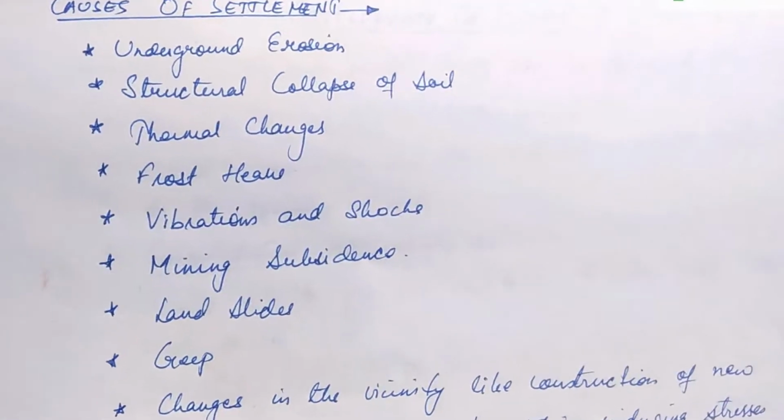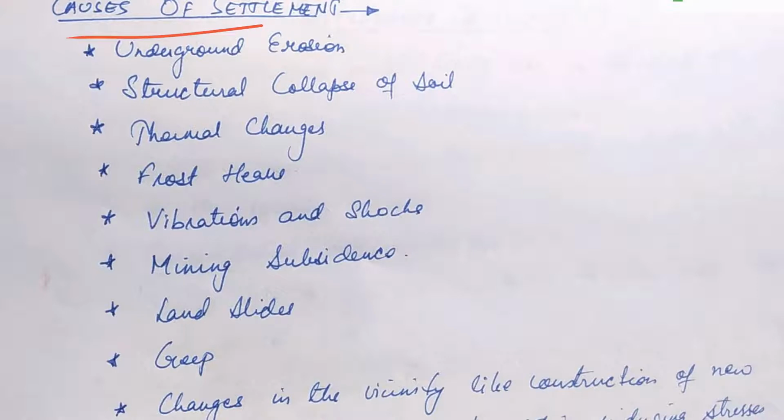Now, what are the causes of settlement? First one is underground erosion. Underground erosion may cause formation of cavities in subsoil, which when collapse causes settlement. Then it can be structural collapse of soil. Some soils such as saline or non-cohesive soils like gypsum, silts and clays may collapse due to dissolution of materials responsible for intergranular bond of grains.